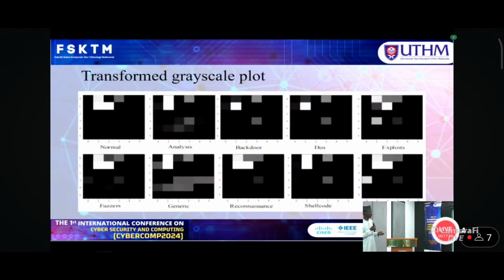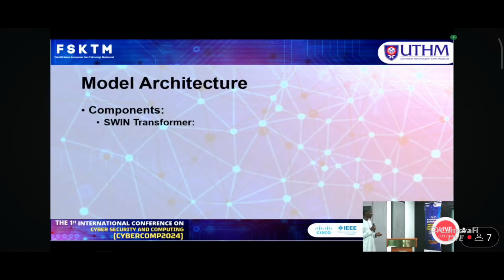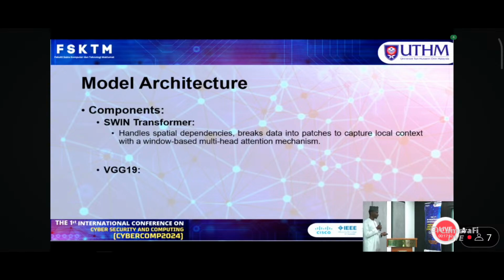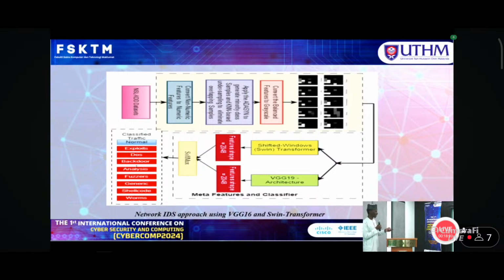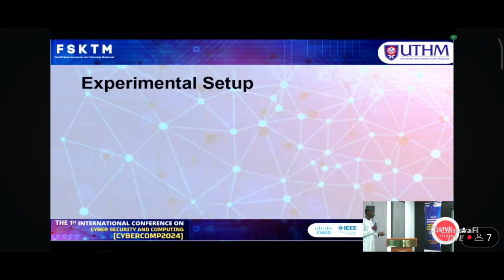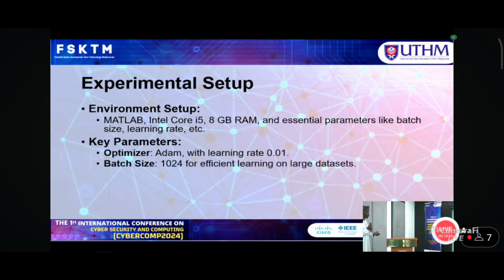Here is just a sample transformed grayscale plot. We have the first one, which is the normal, then the analysis, the backdoor attack, the denial of service, and others. Then the model architecture, we have the Swin transformer as explained. It handles spatial data dependencies, and we have the VGG, which is used for extraction. Then we have a diagram here that gives us the information. It will take the data set, the feature extraction will take place, then the adaptive synthetic sampling will take place, then it will convert and come up with the grayscale that serves as the input to the Swin and VGG architecture. So this is just the MATLAB environment that has been used for that.